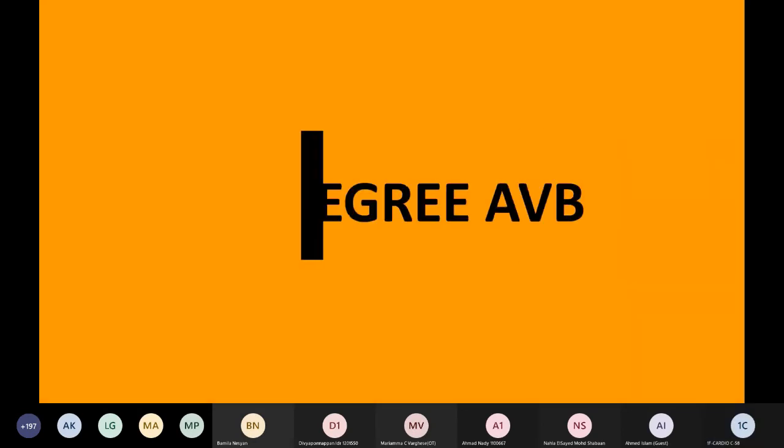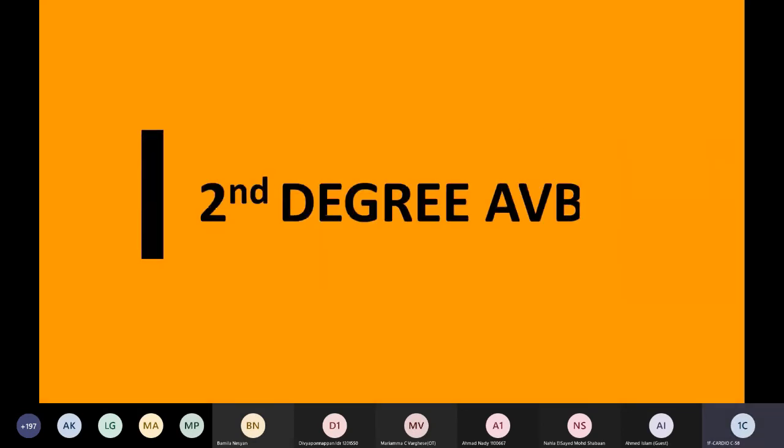Now, second degree AV block. Now the impulse is going from the atrium to the ventricle in a rather slow fashion. So some impulses will cross, some others will not cross. For those impulses that do not cross, there will be only a P wave without a QRS after it. We will see how.